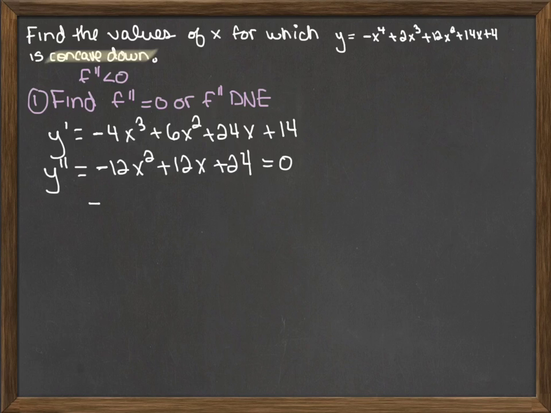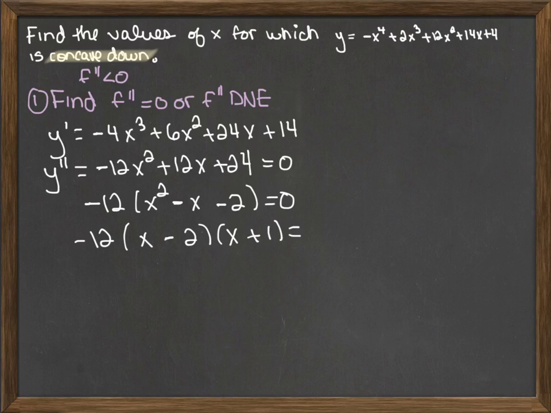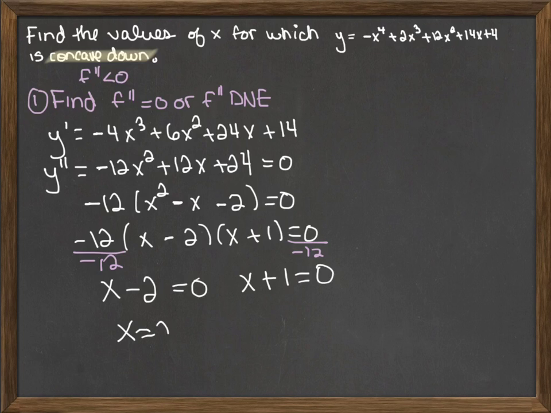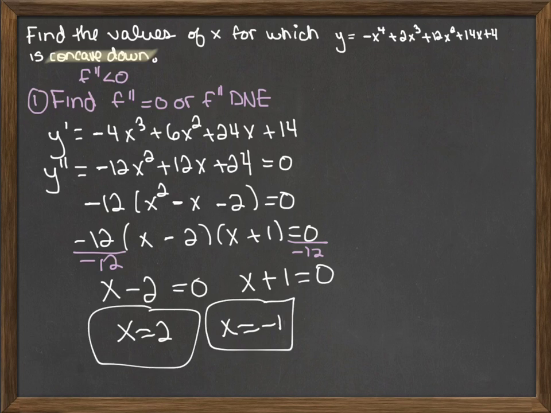set it equal to 0. So we're going to factor. I factored out a negative 12. Then I can factor out the x squared minus x minus 2. Okay. So then I'm going to use the zero product property. If you're wondering what happened to that negative 12, I divided negative 12 to both sides, and 0 divided by negative 12 is 0. So I get x equals 2 and x equals negative 1. These are also called possible points of inflection.